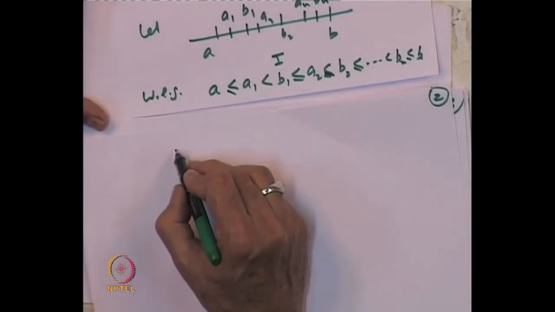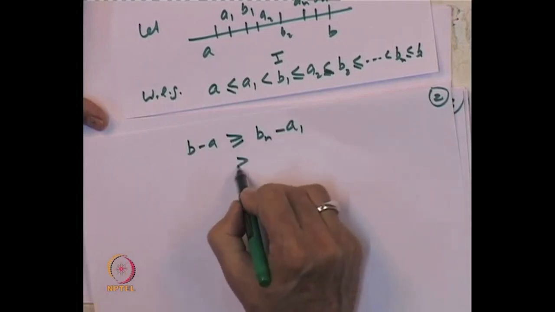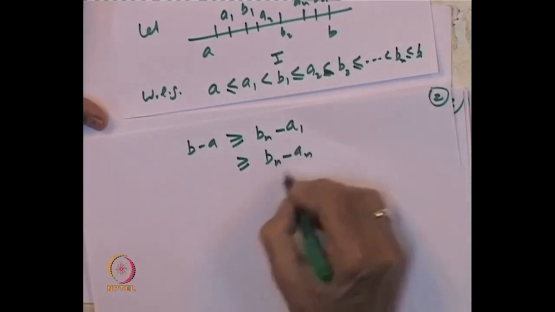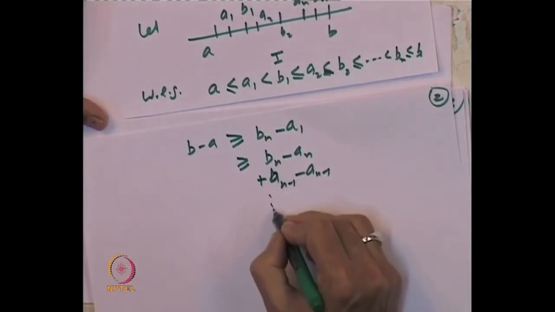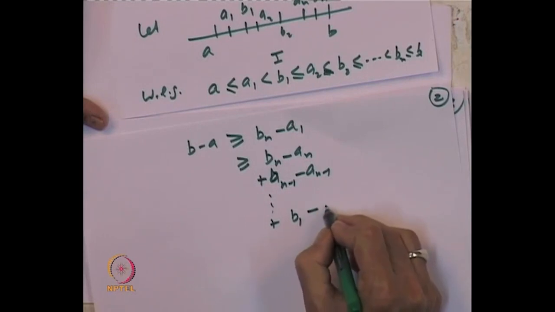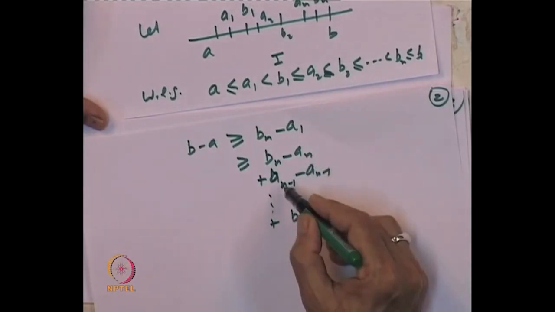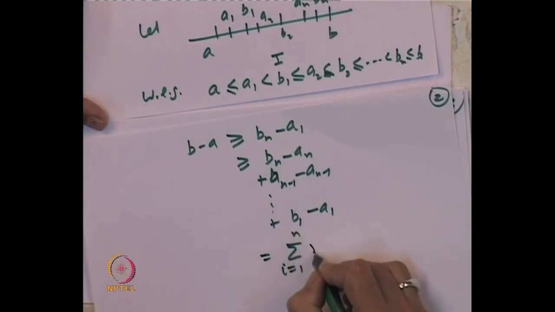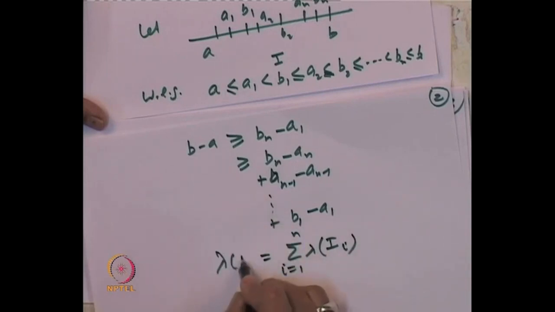And once that property is true, we see immediately that B minus A is bigger than or equal to Bn minus A1, which is bigger than or equal to, now we can add and subtract consecutive terms. So, Bn minus An plus Bn-1 minus An-1 and so on, plus B1 minus A1. So, we subtract a bigger term, add a smaller term and so on, which is equal to the sum from i equal to 1 to n of the length of Ii, and this B minus A is the length of I.